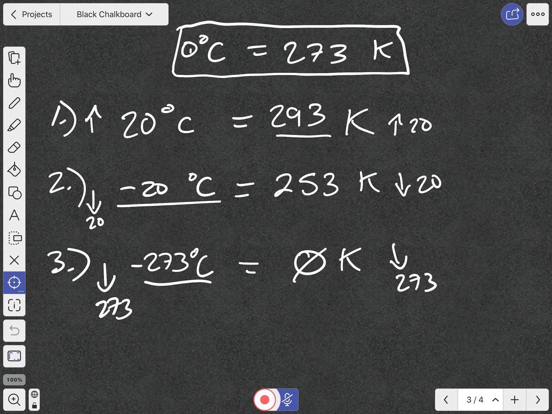All right. Now, when we do some of these example problems, let me erase this really quick.